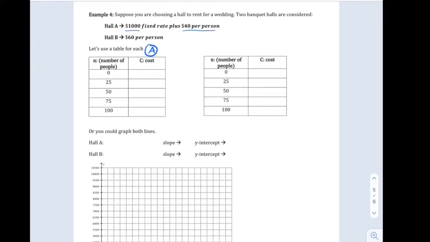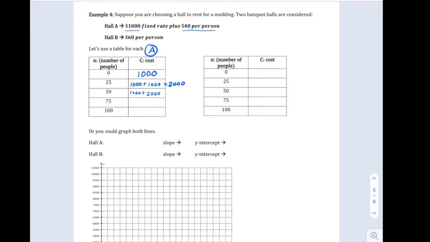It says 1,000 fixed rate plus 40 per person. So if no people go, well, I'm still charged $1,000. They had to hold the hall for me, but I ended up not having a party. For the next one, we have 25 people going. So that's really like 1,000 plus $40 times 25 people. That's another 1,000. So the answer in this case is 2,000. For the next one, we'd have 1,000 plus $40 times 50 people, which is 2,000.